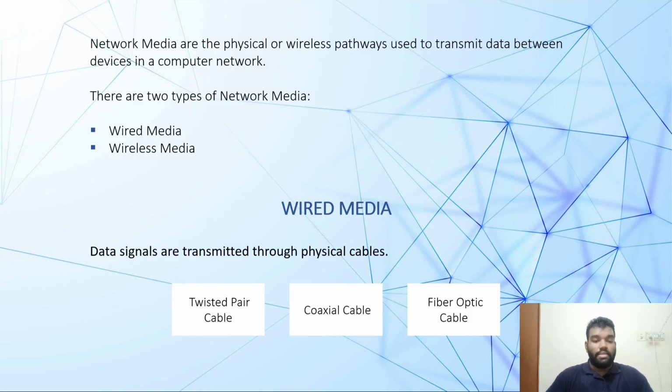Coaxial cable is an electrical cable with a central conductor surrounded by concentric layers of insulation, a metal shield, and an outer insulating jacket. There are two types of coaxial cable. These are thin net and thick net.